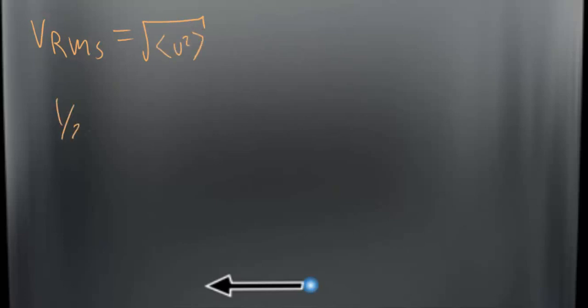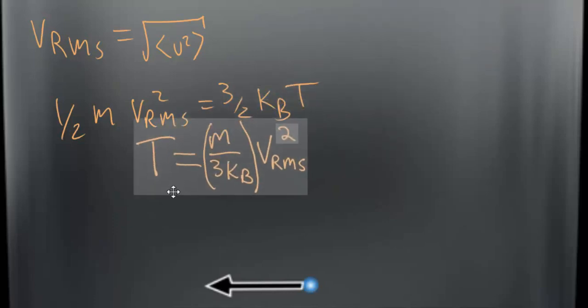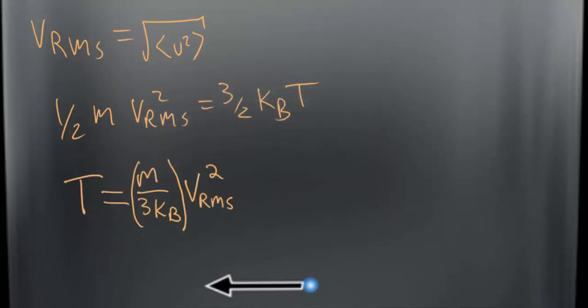And we can relate this to the temperature by 1/2 mass of the particles, v_rms squared, is equal to 3/2 Boltzmann's constant times temperature. And we can rewrite this to get just temperature by itself on the left. It's temperature equals mass over 3 times Boltzmann's constant times v_rms squared. And we can use this to figure out what happens when you increase the velocity by a factor of 2.